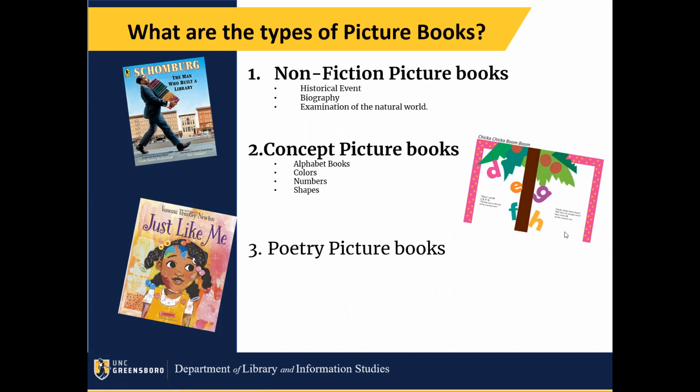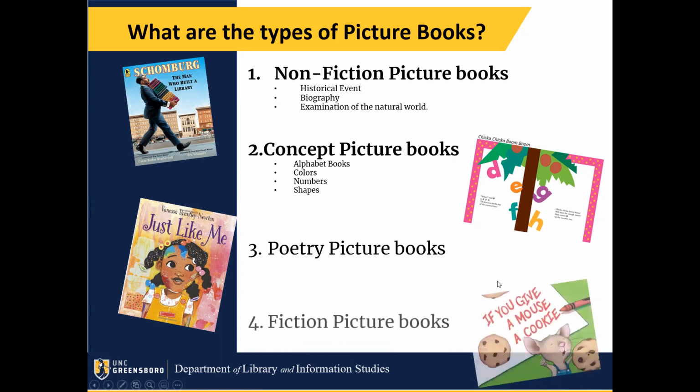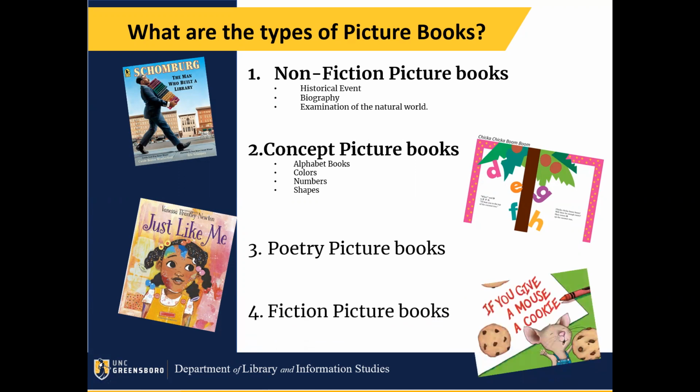The last kind of picture book we want to talk about, and probably the most popular, you'll see the most of them, are fiction picture books. Fiction means they're making up a story, right? You see my example here, If You Give a Mouse a Cookie. This is the most common kind of picture book. And when it comes to what it can be about, the sky is the limit.